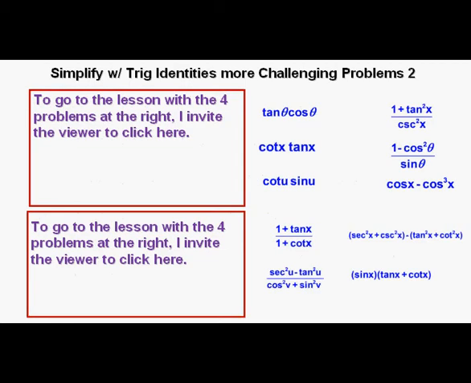To go to the previous lesson, I invite the viewer to click inside either of the 2 red boxes to get to the videos where the expressions at the right are simplified. The box at the top will get you to the 6 expressions to its right, while clicking the bottom box on the left will get to the 4 expressions to its right.